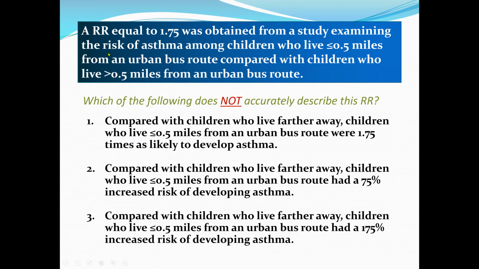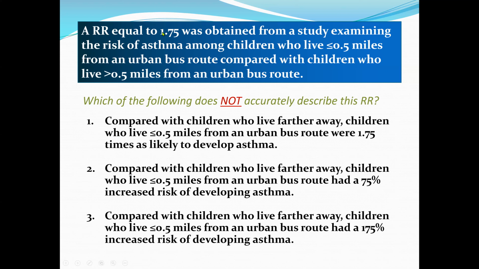So we have another question here. A relative risk, or RR, equal to 1.75 was obtained from a study examining the risk of asthma among children who live less than or equal to 0.5 miles from an urban bus route, compared to children who live greater than 0.5 miles from an urban bus route. So here they say, which of the following does not accurately describe this relative risk?